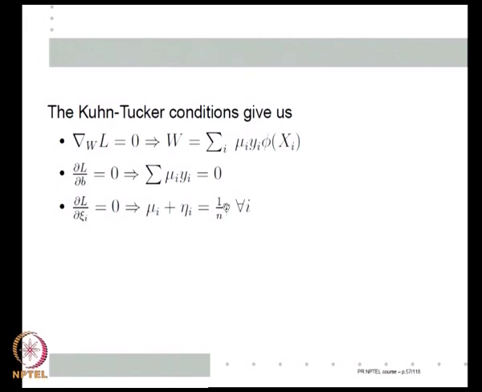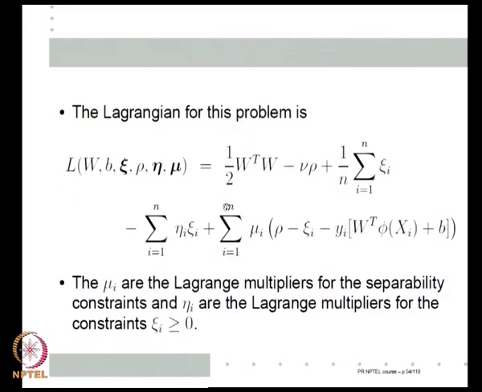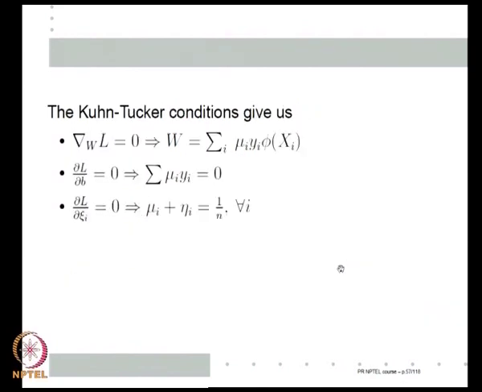With respect to J, if I differentiate with respect to any particular J I, I get 1 by n from here, minus eta I from here, and minus mu I from here. So, the derivative with respect to any J I will give me eta I plus mu I is equal to 1 by n. It is a very interesting thing. The two Lagrange multipliers of the two different constraints in the primal are linked like this.